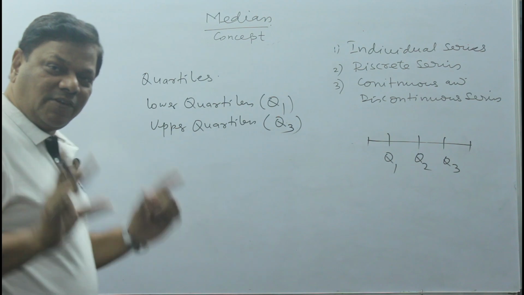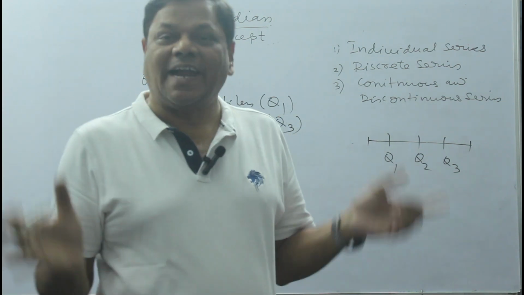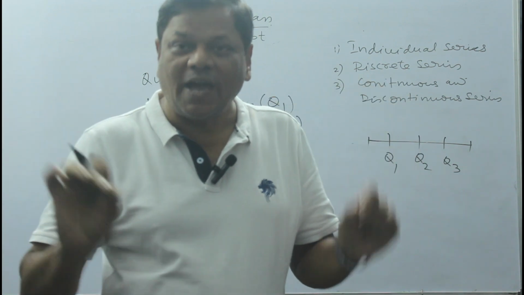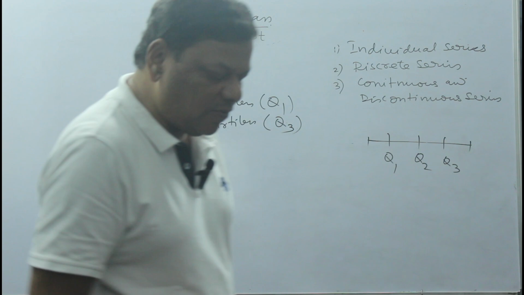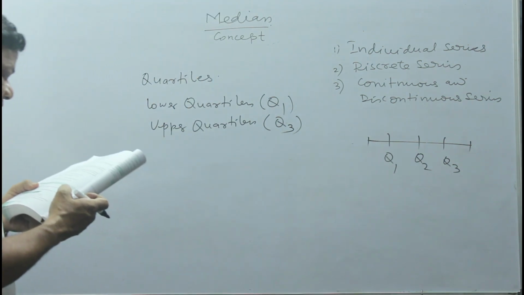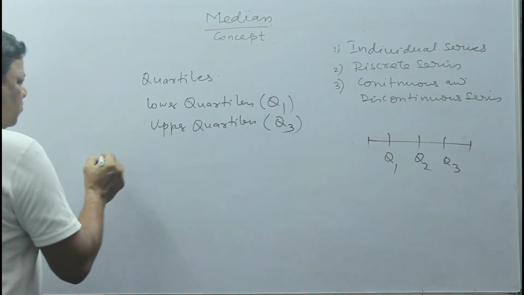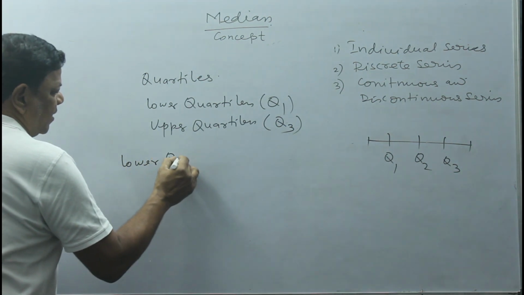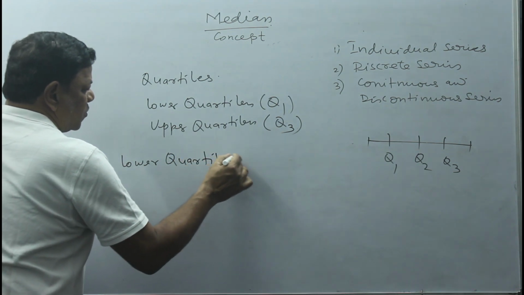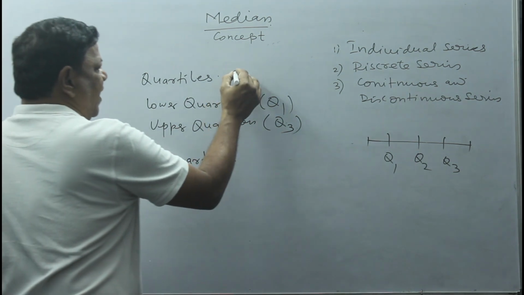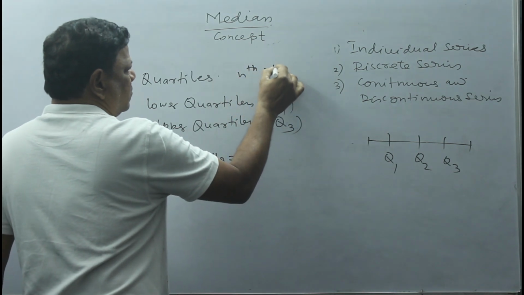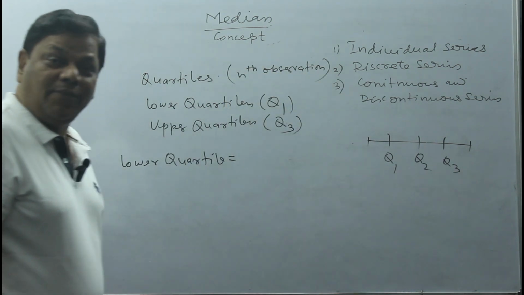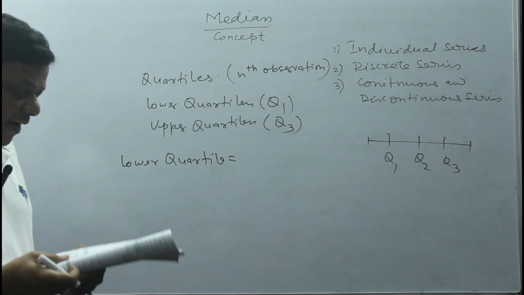Now, whether you find the lower quartile or the upper quartile, that time also there are two terms. One is for even, another for odd. How to find for the even ones and how to find for the odd ones, that you have to understand. Now, lower quartile, I have to find out. N is given, N observations are given. Now, N may be odd, may be even.